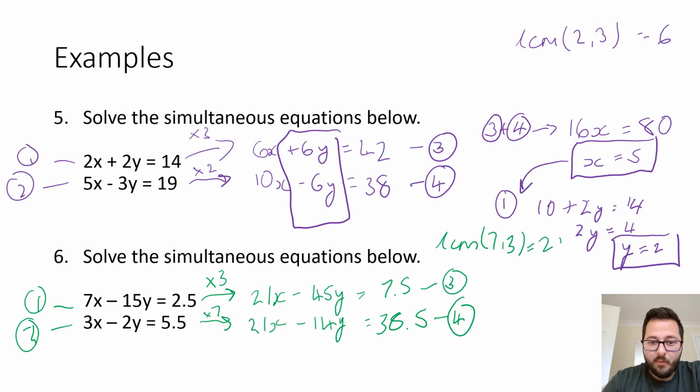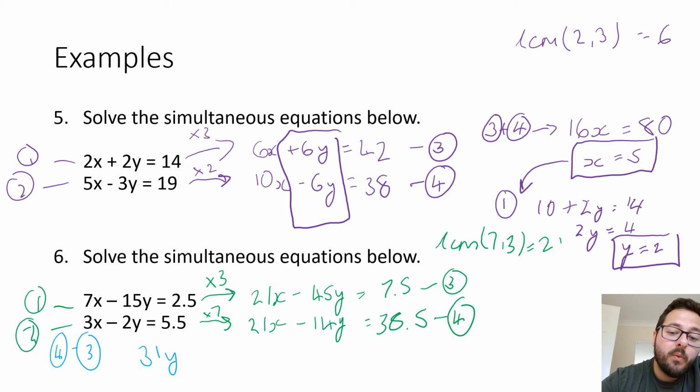So now we want to take one away from the other. So let's do 4 take away 3. I'm going to use a different colour just because it's getting a bit messy. So the x's are going to disappear. Minus 14 minus 45 is going to leave me with 31y equals, hoping this turns out nice, 38.5 minus 7.5, lovely, is 31, great. So that means that y is 1.